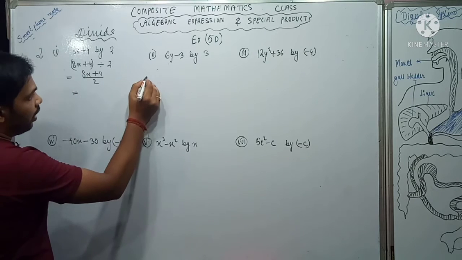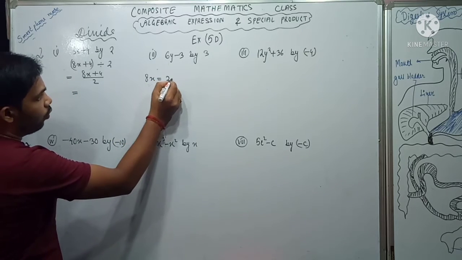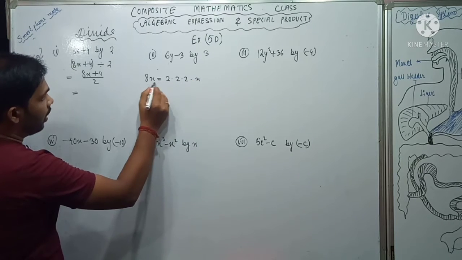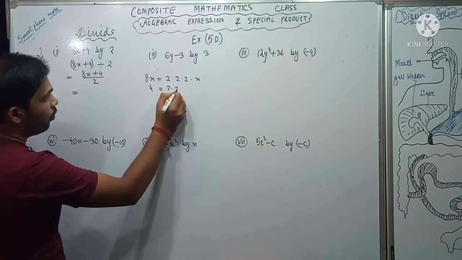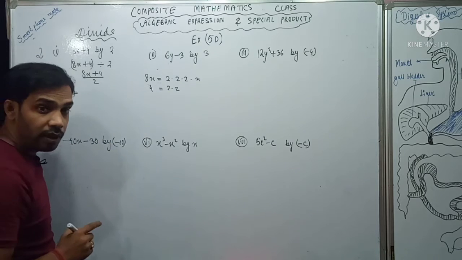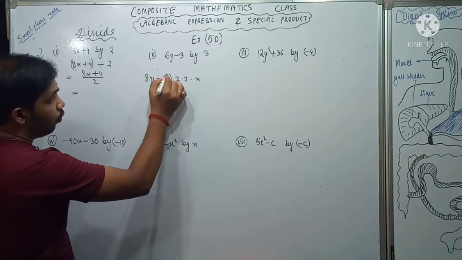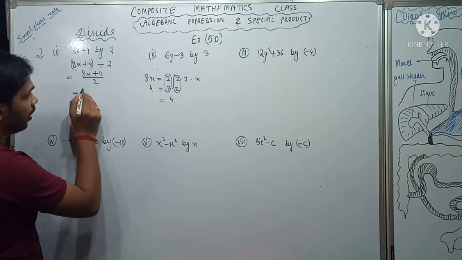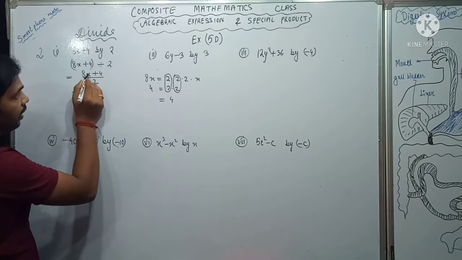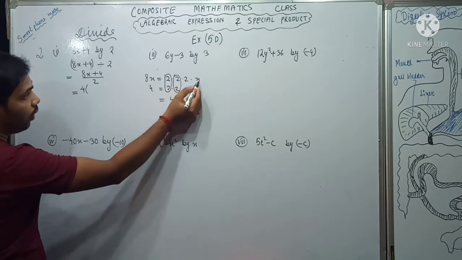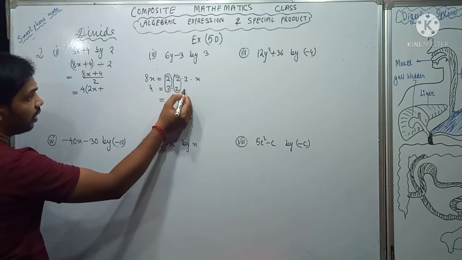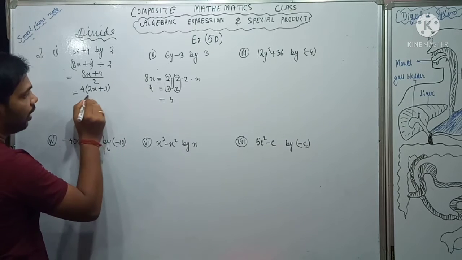So you see, 8x can be written as 2 into 2 into 2 into x, okay, and 4 can be written as 2 into 2. So what common will you take out? You see 2 and 2. Now 2 times 2 is how much? 4. Yes, 4 you can take out. So here what will be remaining? 2x. So here you will write 2x plus, what will be remaining here? Nothing, means 1, and divided by 2.